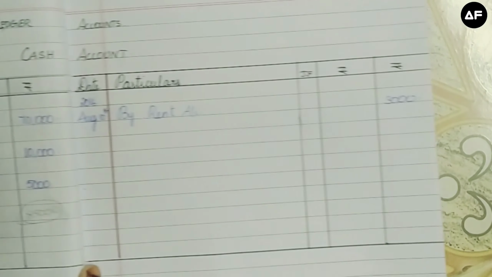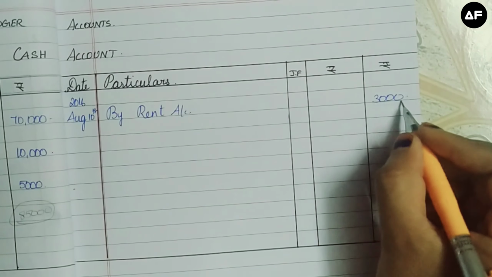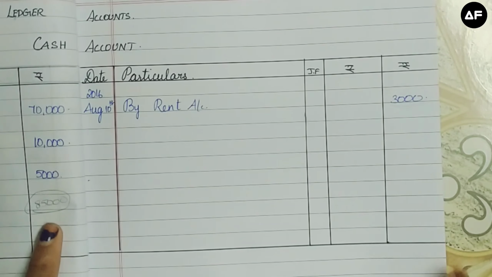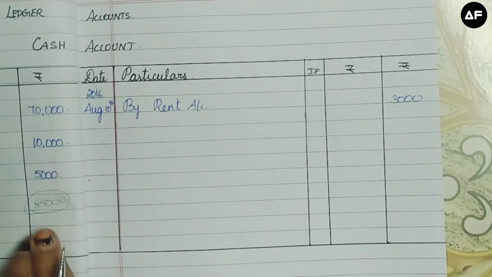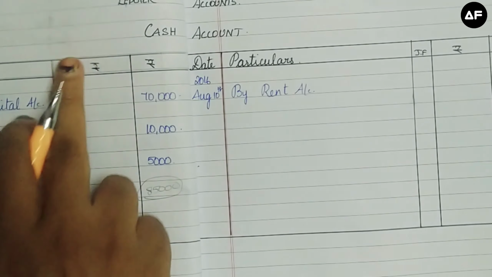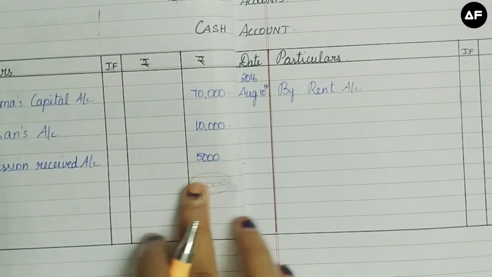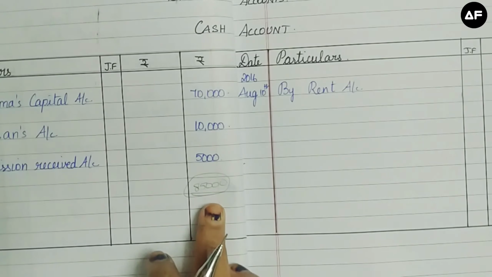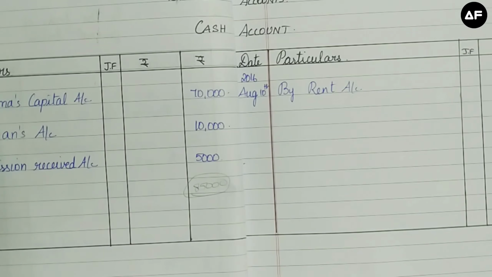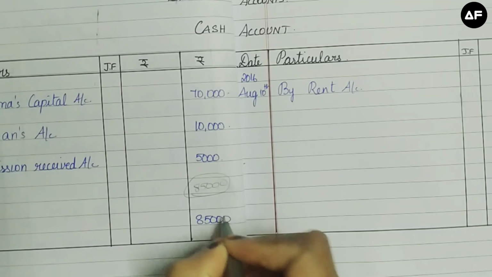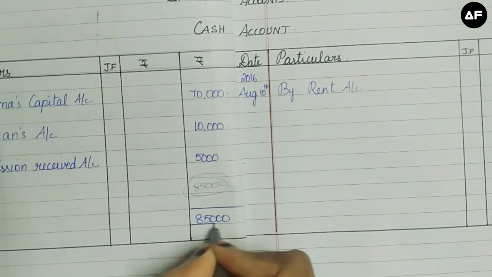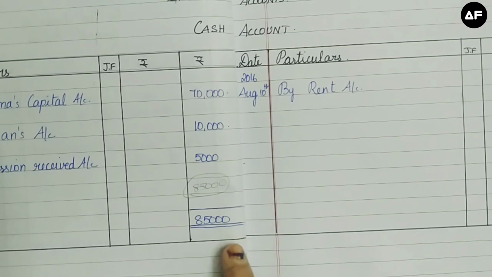And my credit side records only 3,000. So my greatest total is going to be my grand total. My greatest total is my 85,000. So after the last transaction is over, leave 3 lines or 4 lines accordingly and then record your total. So 85,000, which is my greatest total, is recorded as a grand total.